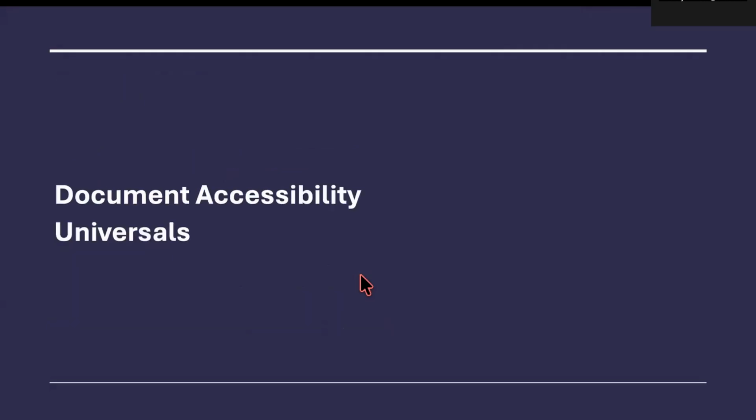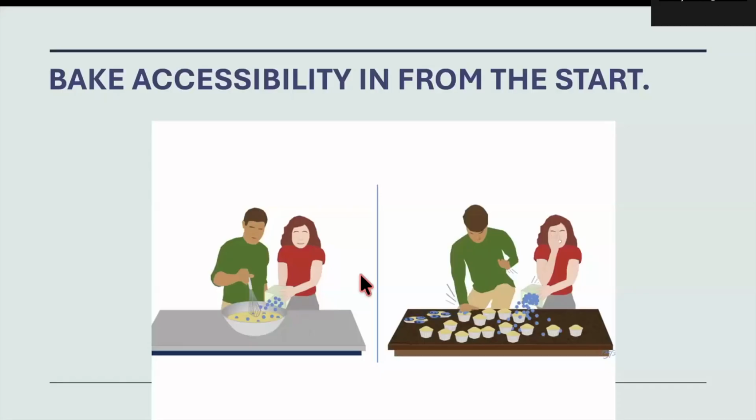Now, document accessibility universals. These are items that you will need to pay attention to for creating accessible PDFs. They pertain to Microsoft Word, Microsoft Excel, PowerPoint, and they should carry you through to most of your accessible document situations. Now, the biggest one that we would recommend is you want to bake accessibility in right from the start.